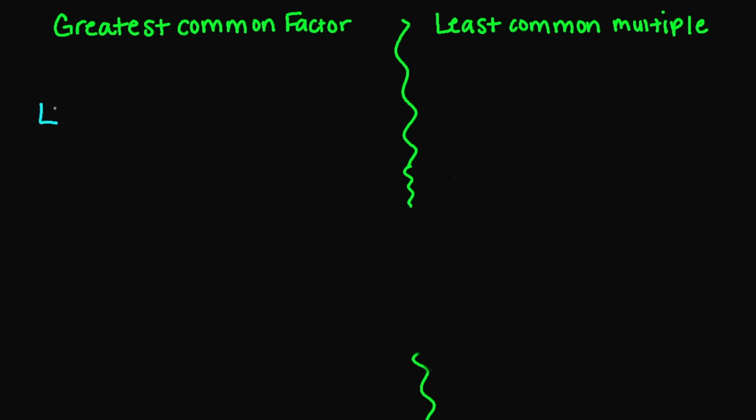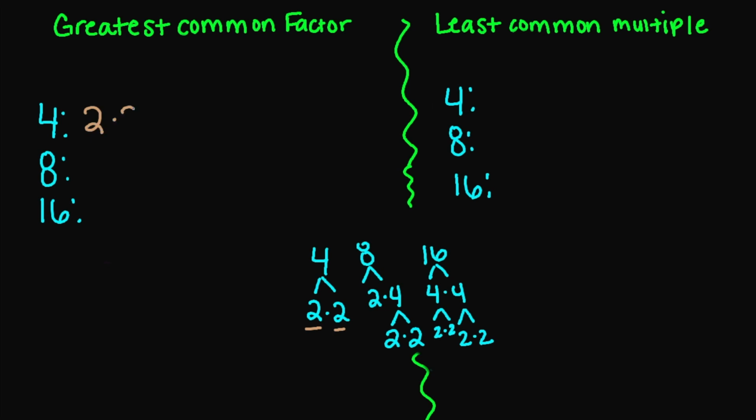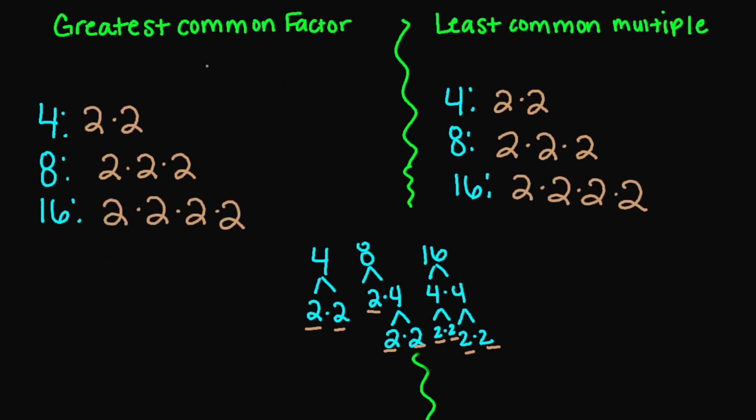Let's try one more example. Let's try 4, 8, and 16. Let's factor my 4 into 2 times 2. And then my 8, I can factor into 2 times 4. My 4 into 2 times 2 again. 16, I can factor into 4 times 4. And 4 is 2 times 2. And this 4 here is 2 times 2 as well. My 4 we said is 2 times 2. So I'm going to put 2 times 2 here. 8 is 2 times 2 times 2. So I'm going to put 2 times 2 times 2. And then 16 is 2, 2, 2, 2. So 4 2's.